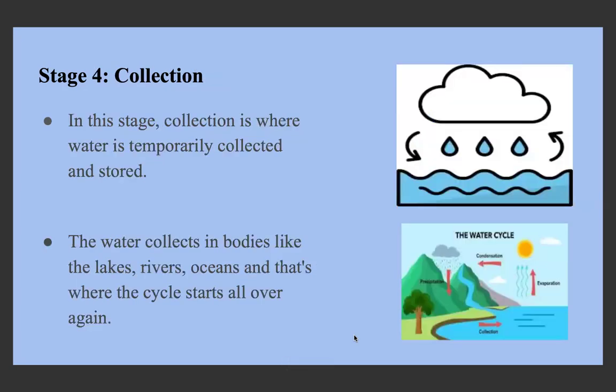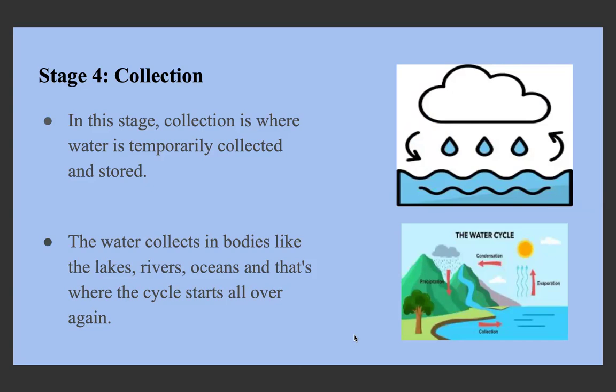Moving on to stage number four, which is collection. In this stage, water is temporarily collected and stored. The water collects in bodies like lakes, rivers, and oceans, and that's where the cycle starts all over again. So collection, in a way, is the end of the cycle. After collection, we go back to stage one. Like I mentioned, collection is where everything is stored, where all the water is saved.